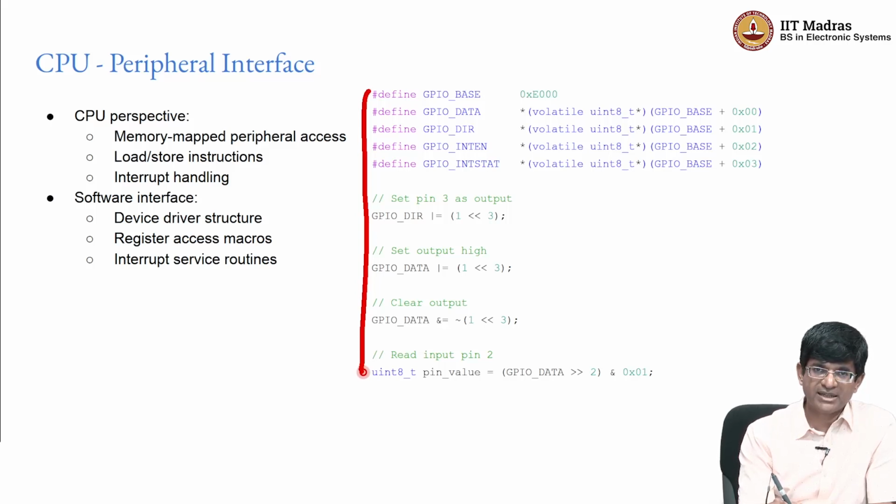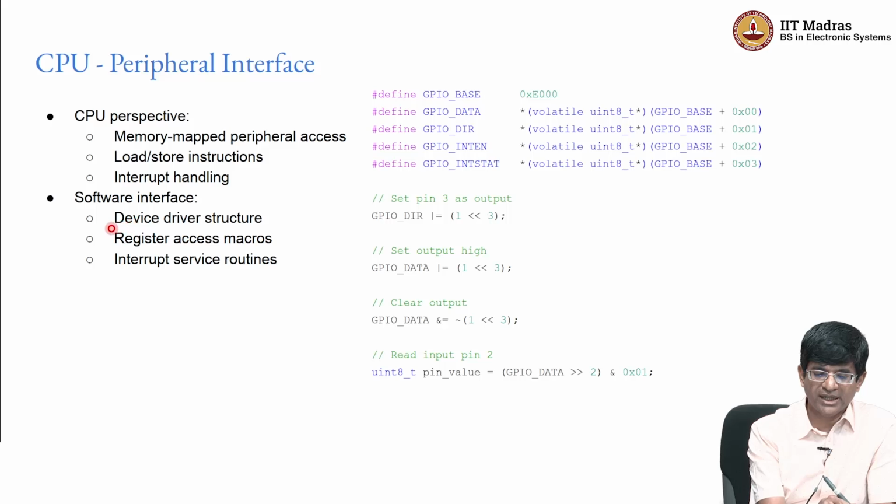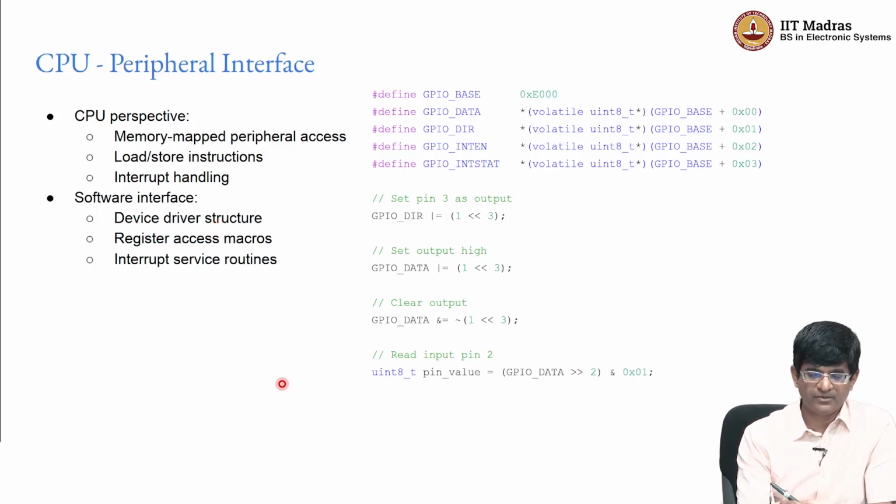In most practical scenarios, you don't do this. You actually write some kind of a device driver, which is a set of functions that wraps this into easier to use programming interfaces, right. And then once you have device drivers, you put multiple device drivers together, you get an operating system. And then once you have an operating system, you actually have a full-blown application programming interface that can be used in order to develop more complex applications.